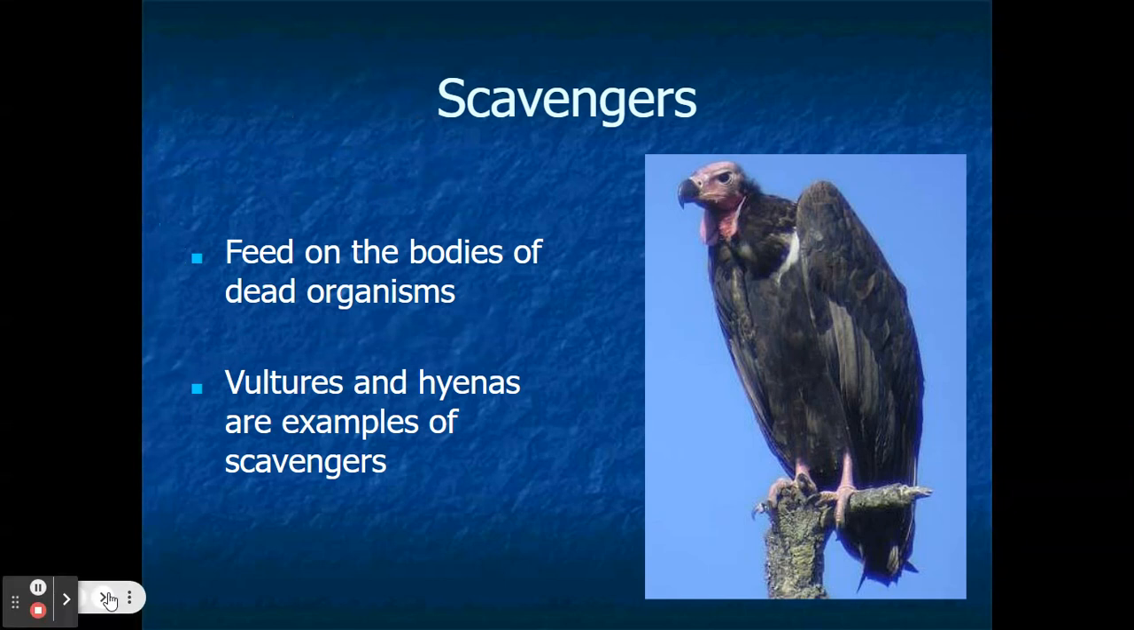Now, the last type of consumer are scavengers. These are very crucial organisms in our environment. Think of them as the garbage men of the ecosystem. What they do is they feed on the bodies of dead organisms. They don't care if it's an herbivore, a carnivore, an omnivore, they eat it, even their fellow scavengers. Vultures and hyenas are examples of scavengers. And one fun, awesome fact is that it is illegal to kill a scavenger.